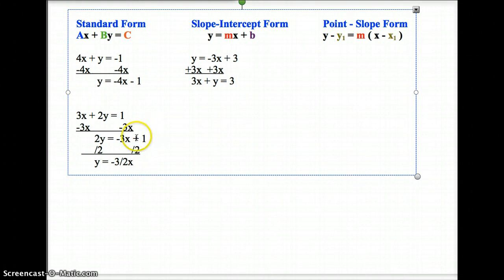But you'll also notice that a positive 1 right here divided by a 2 is going to be a positive 1 half. So in this case, things are a little bit more complicated in that our slope is a negative 3 halves, and our y-intercept is a positive 1 half.